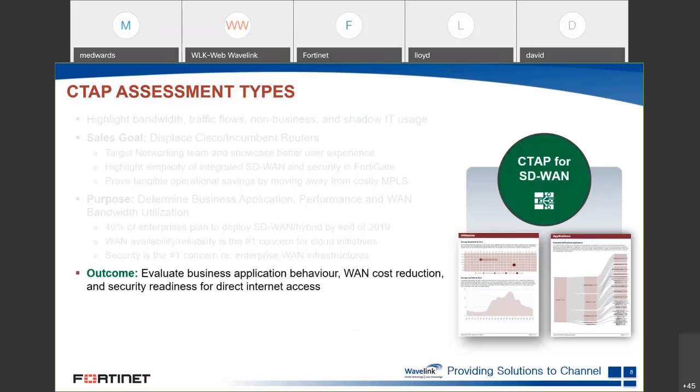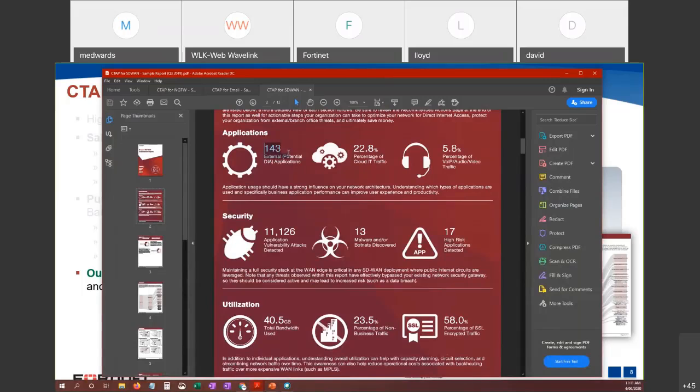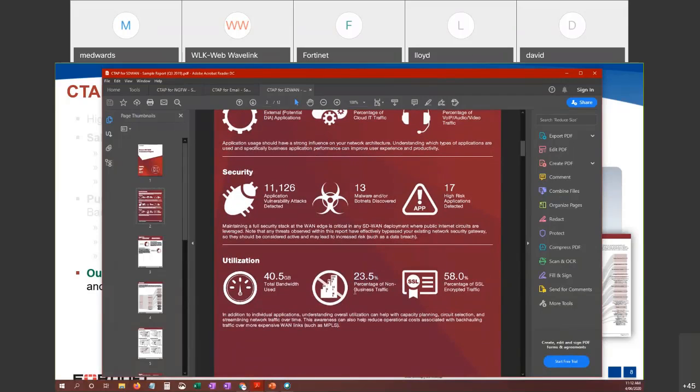So this is a really good way to evaluate the behavior of applications on your network, whether they need direct internet access, whether they're critical, if your router is going to have the ability to process the amount of traffic that your bandwidth is capable of doing, and also what needs to go on MPLS. And again, sample report. So 143 external or direct internet access applications. And then you've got 5% is VoIP traffic. And then you've got 22%, which is cloud SaaS-based IT traffic. So 23% of the traffic going through on that network was just non-business related.